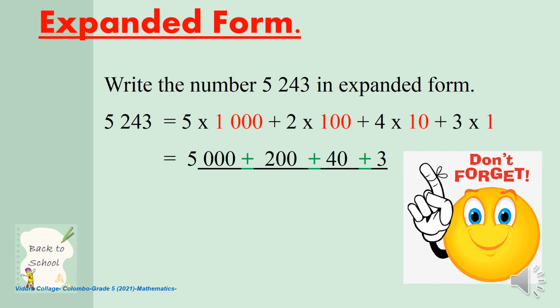And then you need to add all those together to find the final answer. 5000 plus 200 plus 40 plus 3. When you add all those, you get 5243. So there are 2 steps in the expanded form, and you have to show the method steps with addition and multiplication signs where necessary.